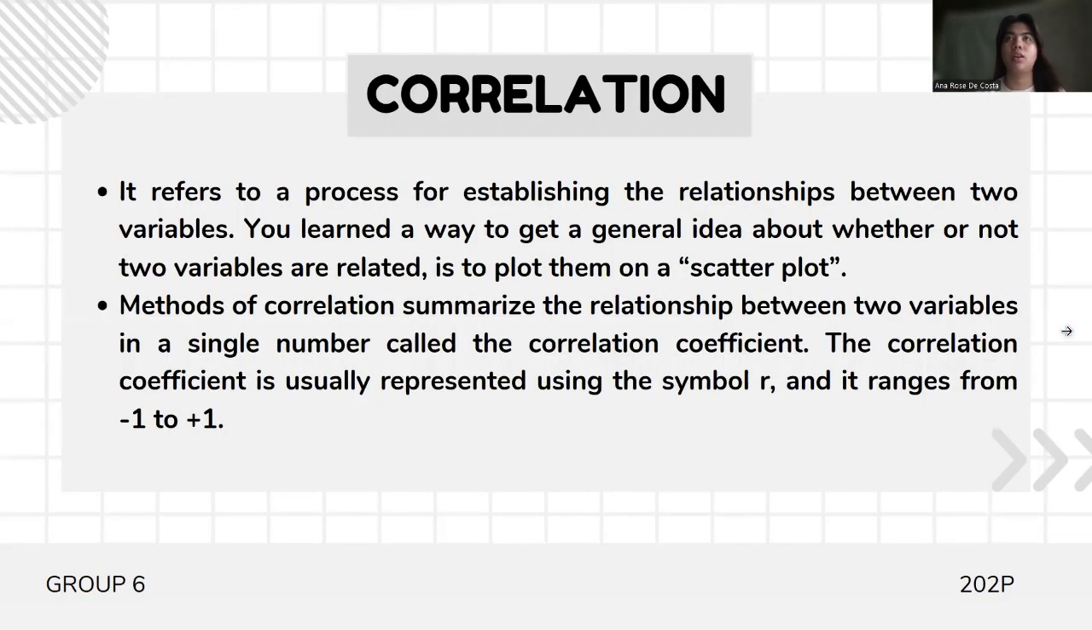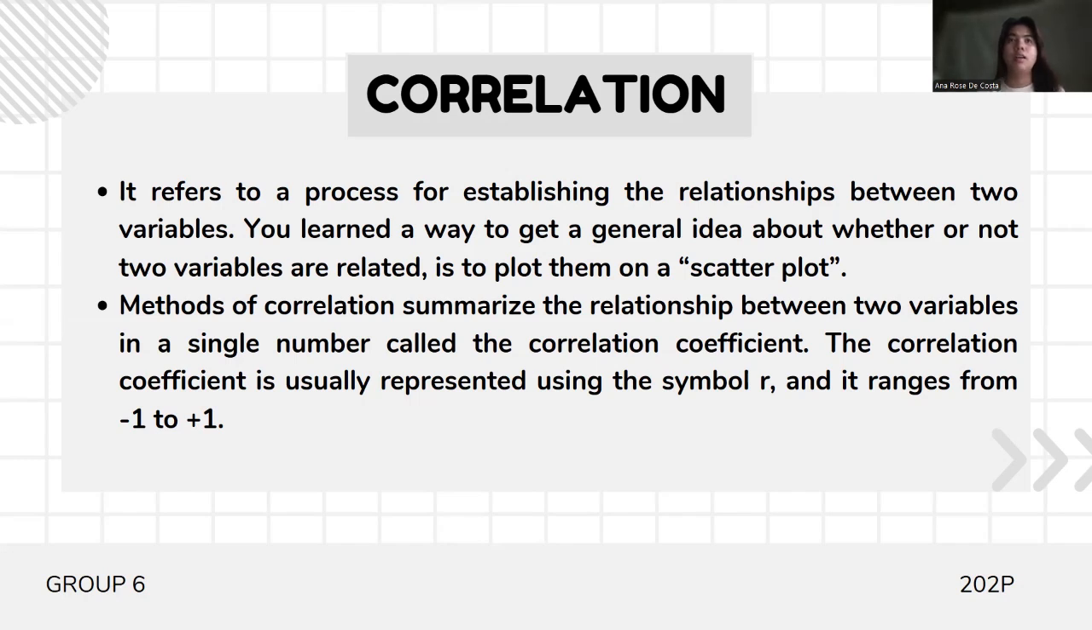So first, what is correlation? It refers to a process for establishing the relationship between two variables. We learned a way to get a general idea about whether or not two variables are related is to plot them in a scatter plot. Methods of correlation summarize the relationship between two variables in a single number called the correlation coefficient.